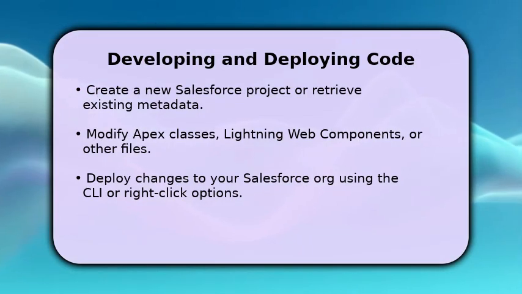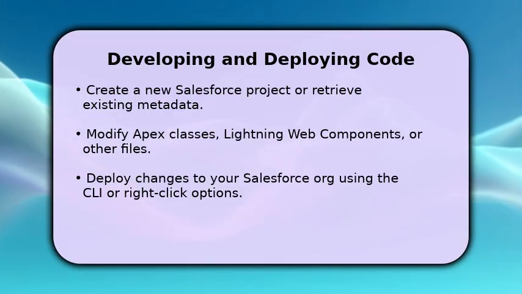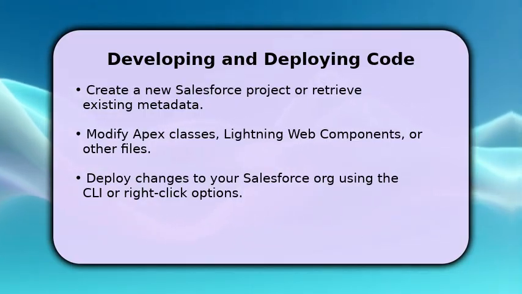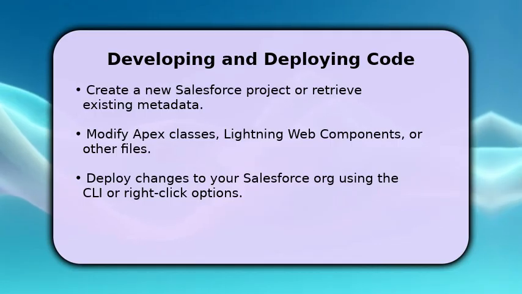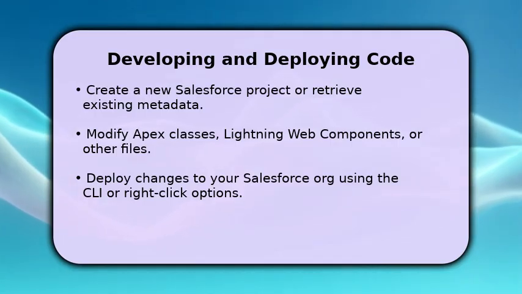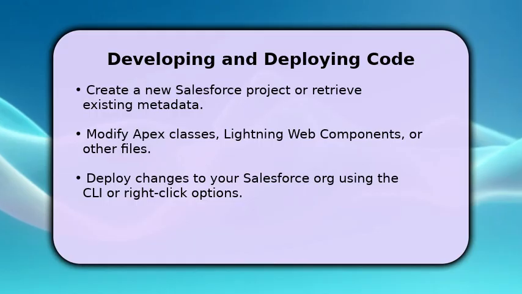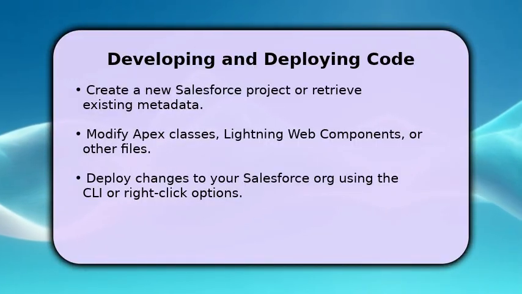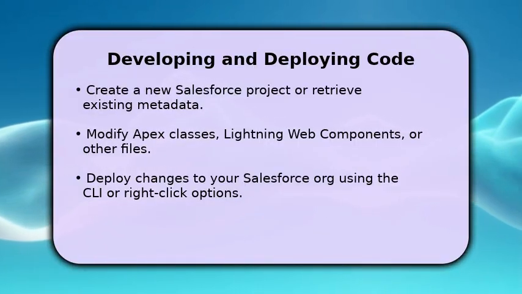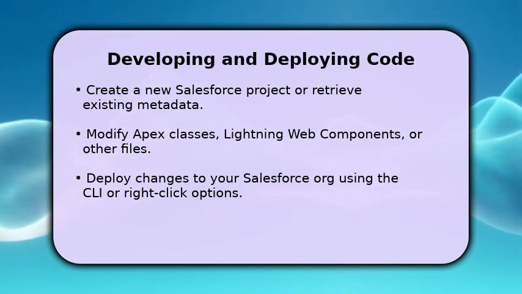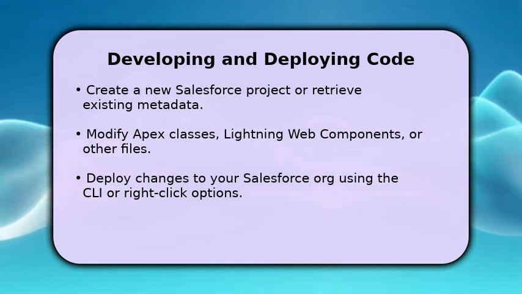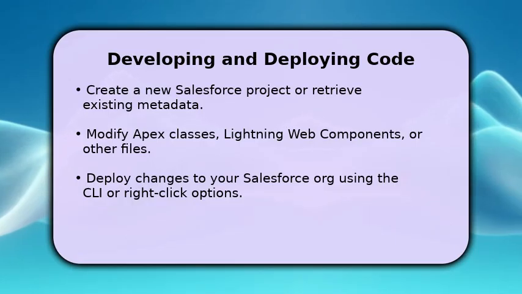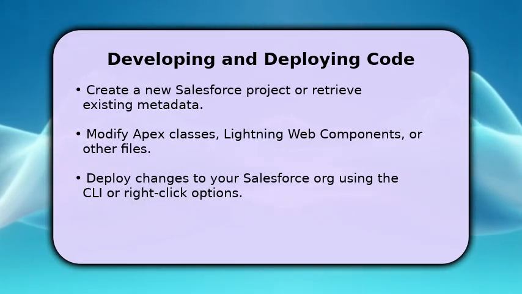Now for the core development work. You can either create a brand new Salesforce project or retrieve existing metadata from your authorized organization. Make your desired changes to Apex classes, Lightning Web Components, or any other Salesforce files. To push your updates, simply right-click on the file or folder and select SFDX: Deploy Source to Org, or use the Salesforce CLI. Visual Studio Code also offers an integrated debugger for efficient Apex code troubleshooting, streamlining your development workflow significantly.